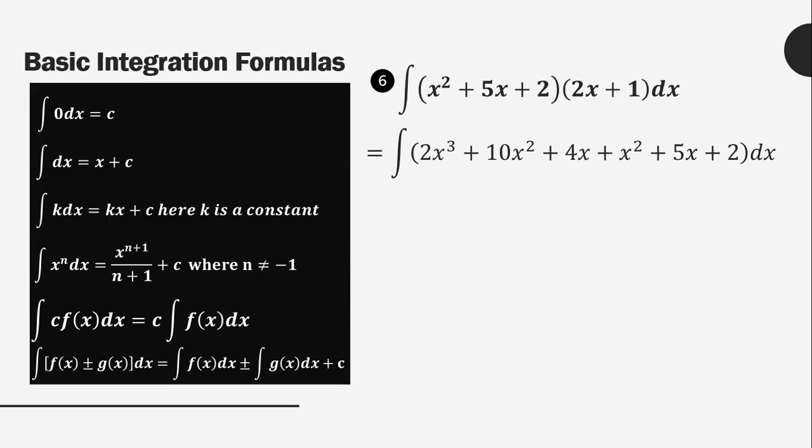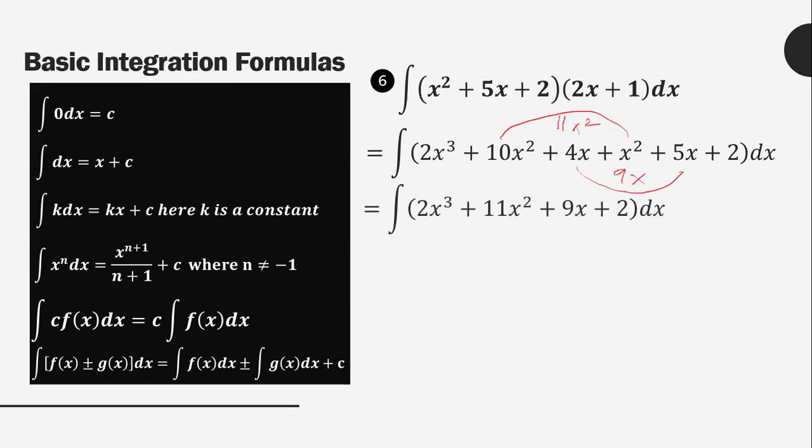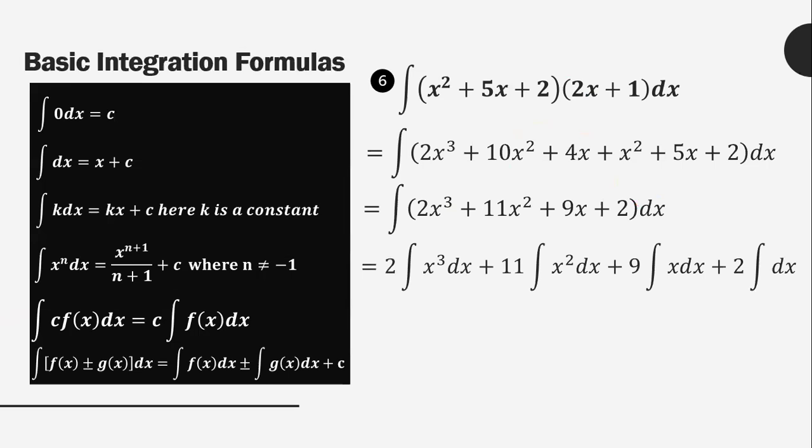After that, we combine the similar terms. This becomes 11x squared. And then this becomes 9x. Okay, so it becomes the integral of 2x cubed plus 11x squared plus 9x plus 2 dx. Next, we distribute dx. Then we apply as well constant multiple theorem. So it becomes like this. The 2 integral of x cubed dx plus 11 integral of x squared dx plus 9 integral of x dx plus 2 integral of dx.